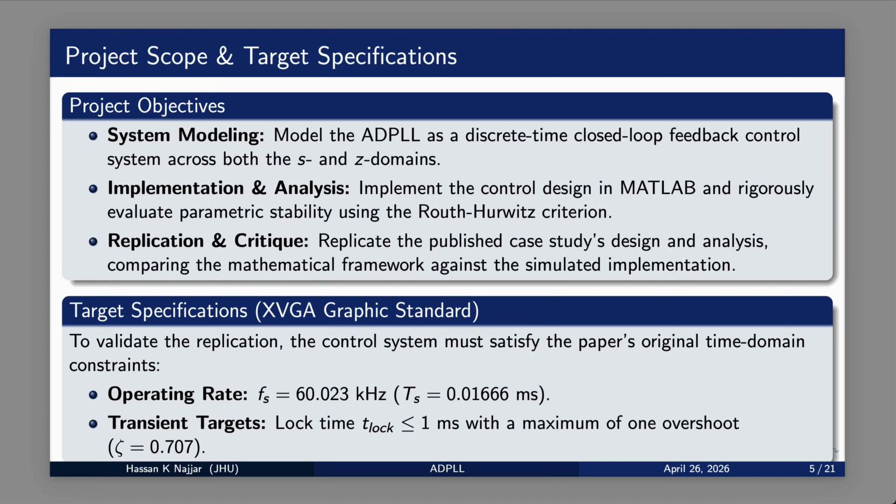The reference case is the XVGA mode used in the paper, where the sampling rate is approximately 60.023 kilohertz and the target lock time is 1 millisecond with no more than 1% overshoot, which the authors associate with a damping ratio of 0.707. Later in the talk, that prototype assumption will be revisited because the implemented loop contains a zero and therefore does not behave exactly like a pure second-order prototype.